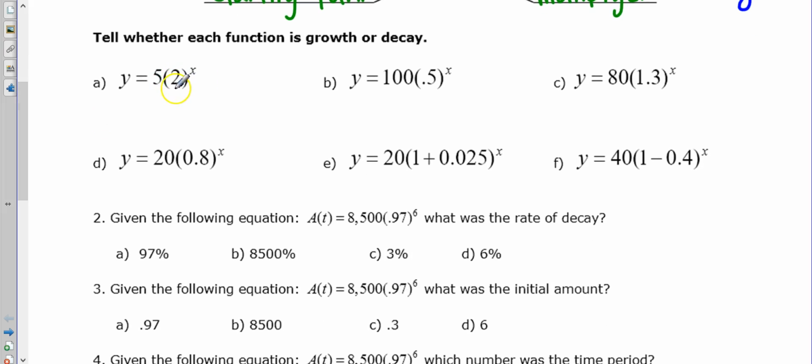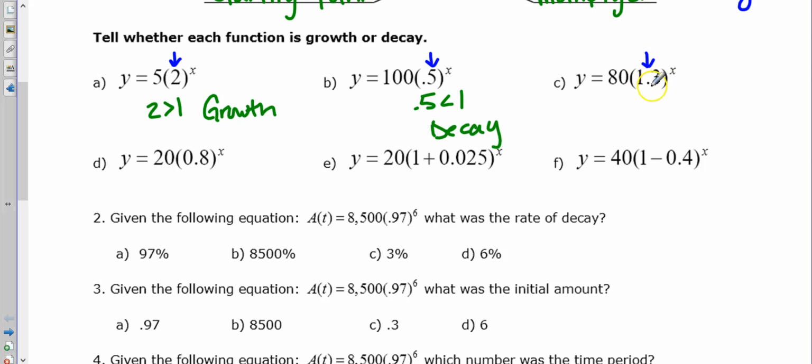So right here, the one number that I'm focused on is inside the parentheses. Everything that's inside the parentheses, that's what I want to know. 2 is definitely greater than 1, so this is growth. 0.5 is less than 1, so this is decay. Here, 1.3 is greater than 1, so this is growth. All right, so why don't you try D, E, and F?